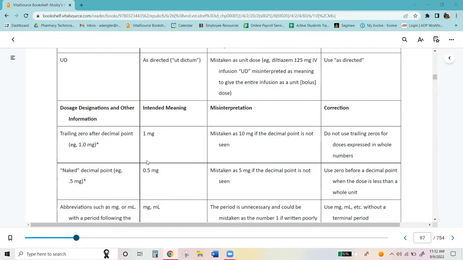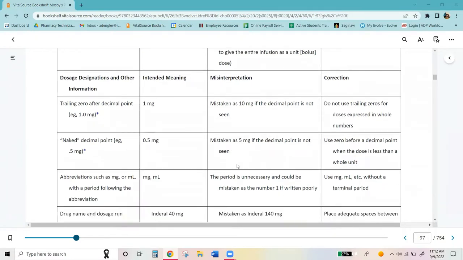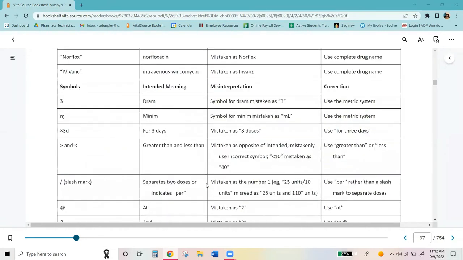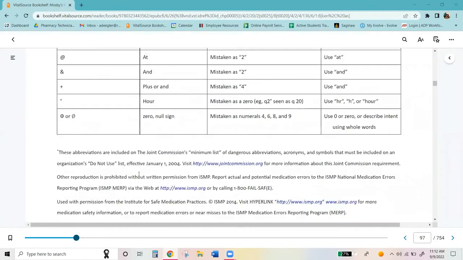way that it can be misinterpreted as 5 milligram, which could be a very big dosage change from what was ordered. We also do not want to do trailing zeros after the decimal. So if the medication is 1 milligram, we shouldn't put 1.0 milligram, because that could be mistaken for 10, which again would be a huge dose increase. So the list is kind of long, but you can review it.